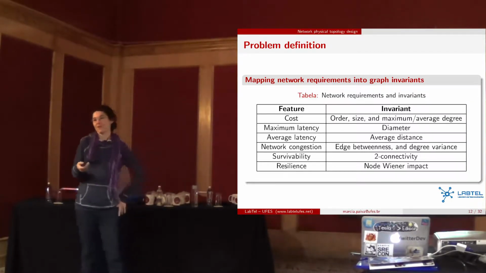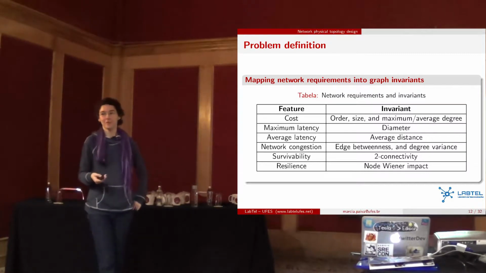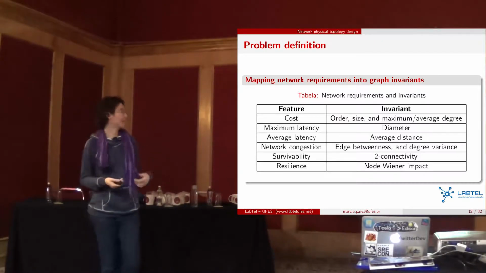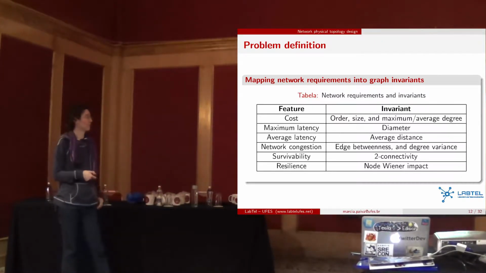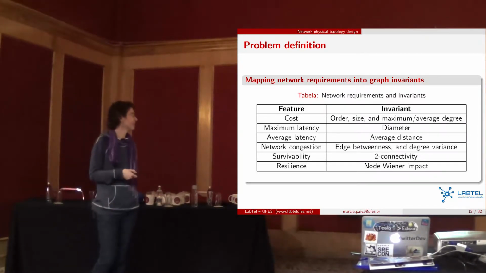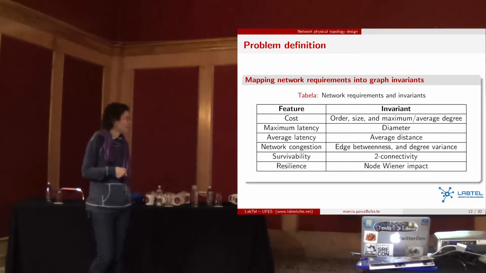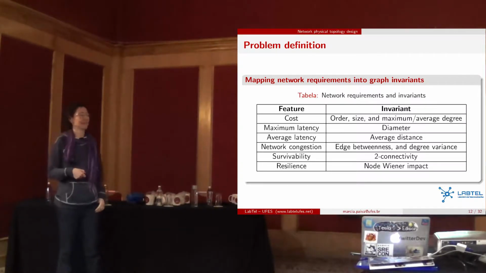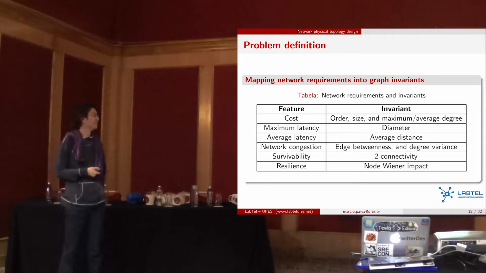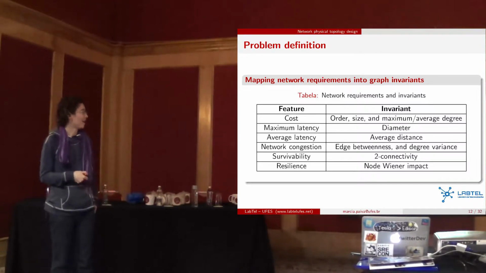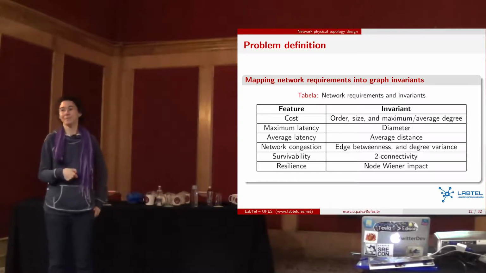For the survivability or fault tolerance, that is the number of nodes a network can lose before getting disconnected, we use the node connectivity, and the same concept for links, the edge connectivity. And for resilience, we propose a new index called node Wiener impact, and I will show you, as an example of designing new invariants, how we get to this measure.